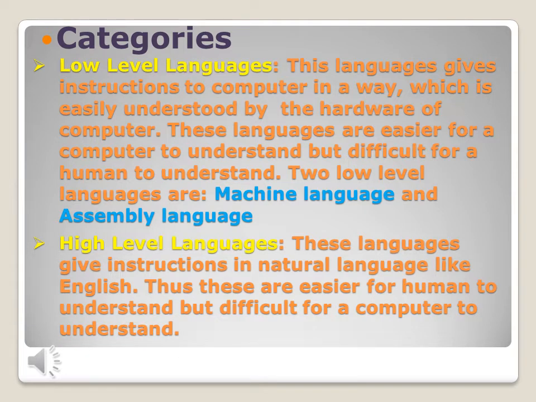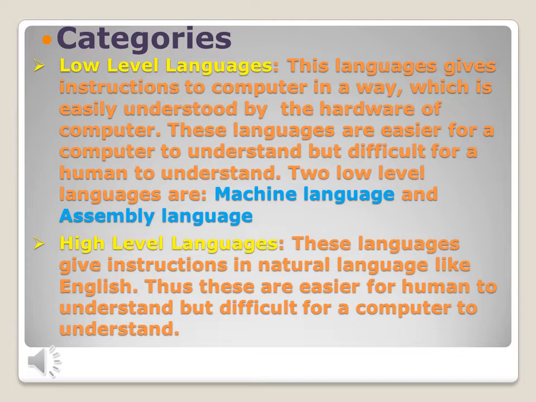Mainly, computer languages are categorized into two different types. The first one is the low level languages, and the second is the high level languages. Now, the low level languages give instructions to the computer in a way which is easily understood by the hardware of the computer. These languages are easier for a computer to understand, but it is difficult for a human to understand. We cannot understand low level languages.